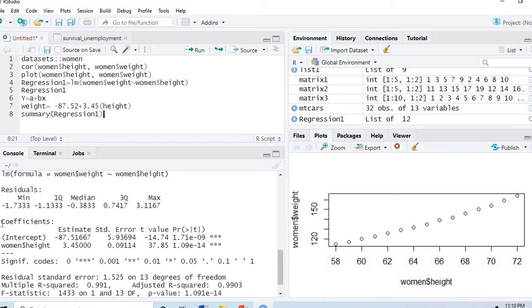Now we can see the minimum value of the residual is minus 1.7, and the maximum difference between the observed and the predicted weight is 3.1. Along with that, you can easily see the first quartile value is minus 1.1, the third quartile value is 0.7, and the median is minus 0.3. So friends, you have to find out these values of the residual.